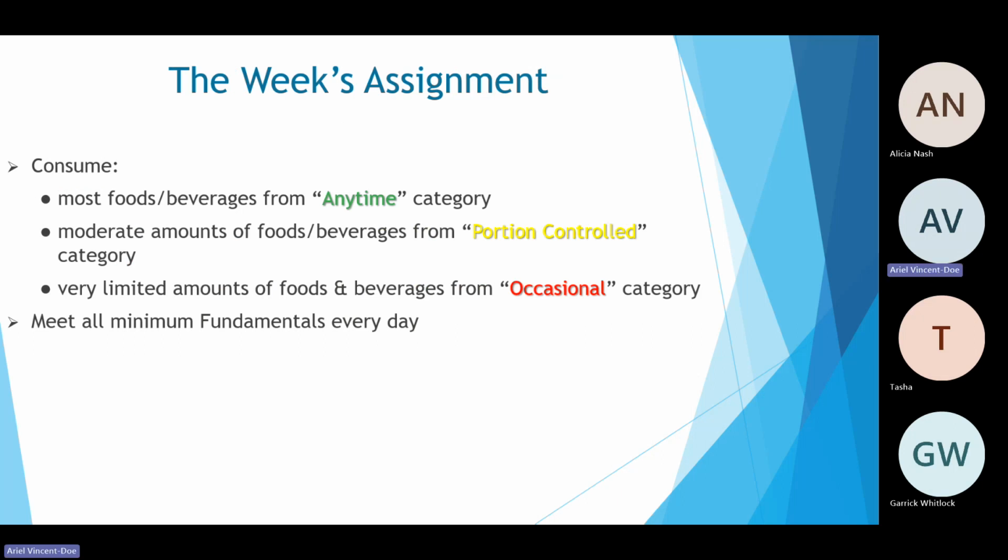All right. So this week's assignment is to focus on consuming most of your foods and beverages from the anytime category. Take a moderate amount of food and beverages from the portion control category and a very limited amount of foods and beverages from the occasional category. And of course, continue to meet all minimum fundamentals every day.